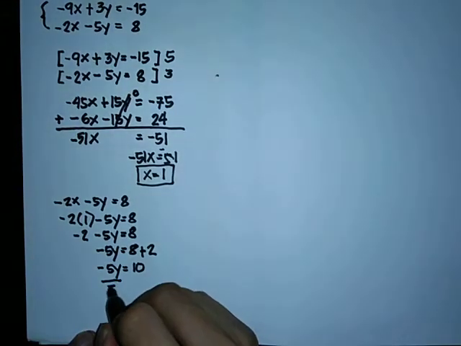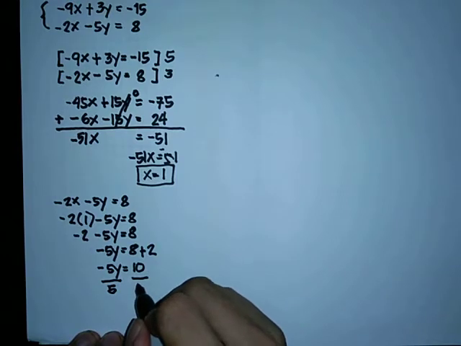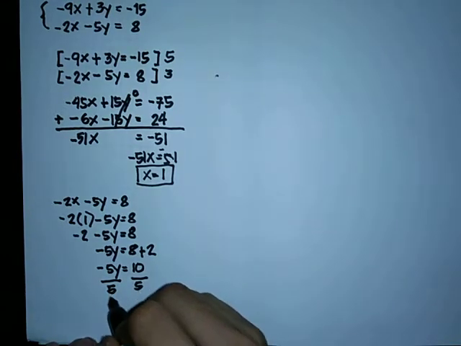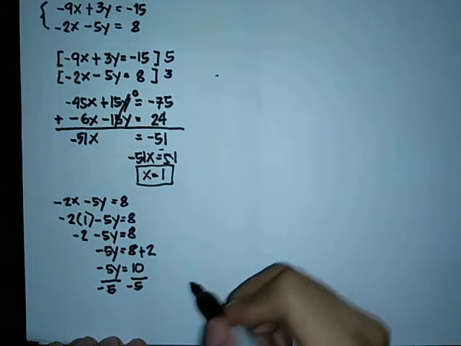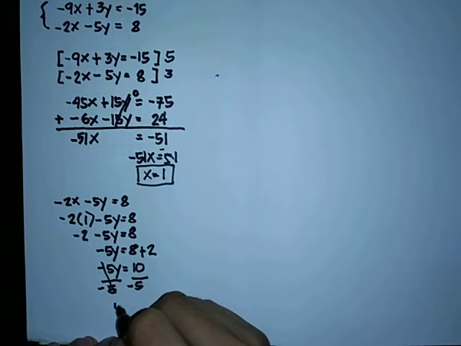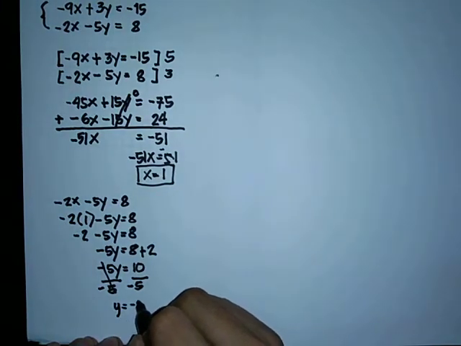So we divide our y and our 10, yung ating equations, by negative 5. So magkakaroon tayo ng y is equal to negative 2.